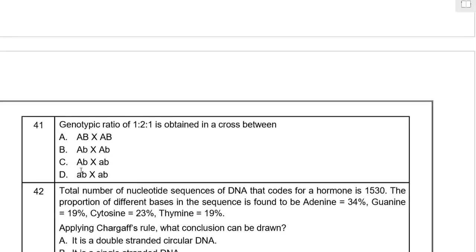A genotypic ratio of 1:2:1 is obtained in a cross between. So on which cross will you get this ratio? This would be, you will get in case of AB × AB.